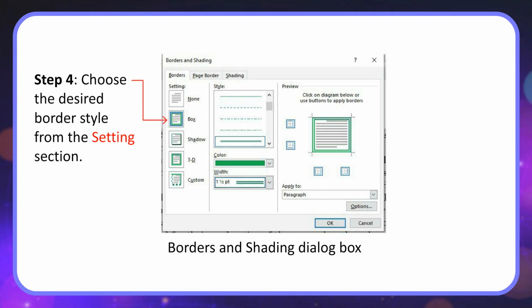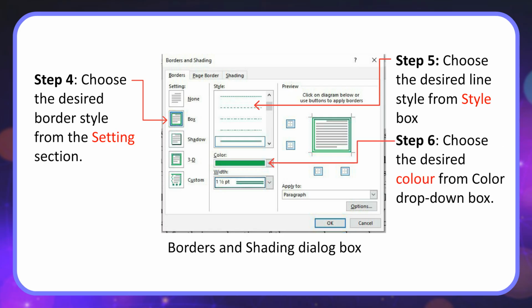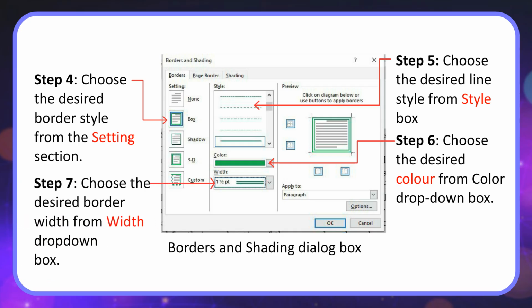Step 4. Choose the desired border style from the Settings section. Step 5. Choose the desired line style from the Style box. Step 6. Choose the desired color from the Color drop-down box. Step 7. Choose the desired border width from the Width drop-down box. Step 8. Click OK to apply the border.